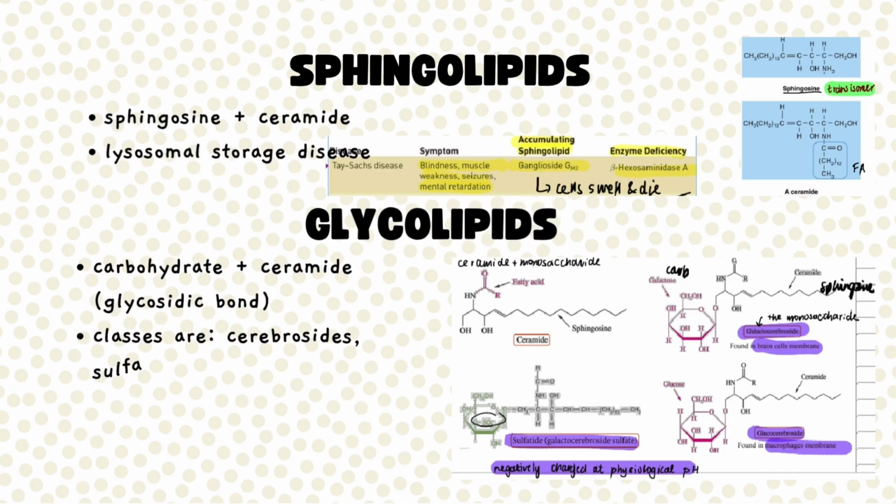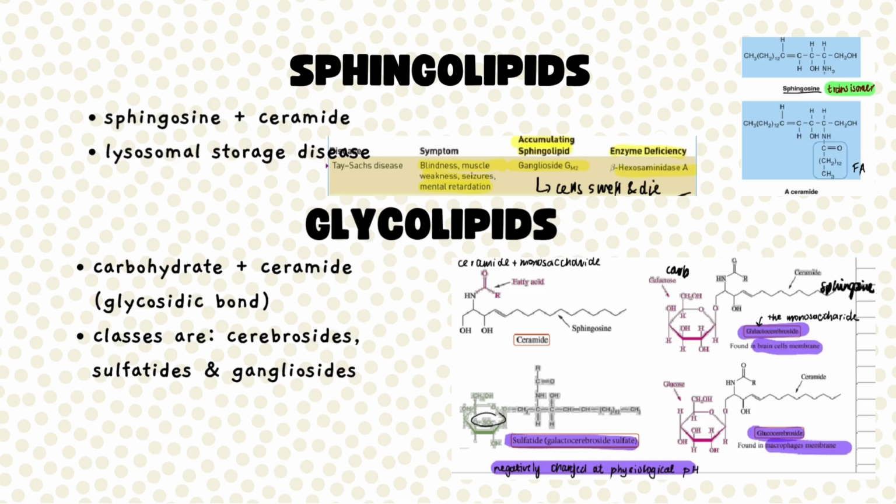So sphingolipids are sphingosines and ceramides. And as you can see on the top right, the structure of the sphingosine and the ceramide. So sphingosine is actually a long chain amino alcohol, and our ceramides are also precursors of glycolipids. So where carbs are attached to ceramide through the glycosidic bond is a glycolipid. So when a carb is attached to a ceramide via a glycosidic bond, glycolipids come about.